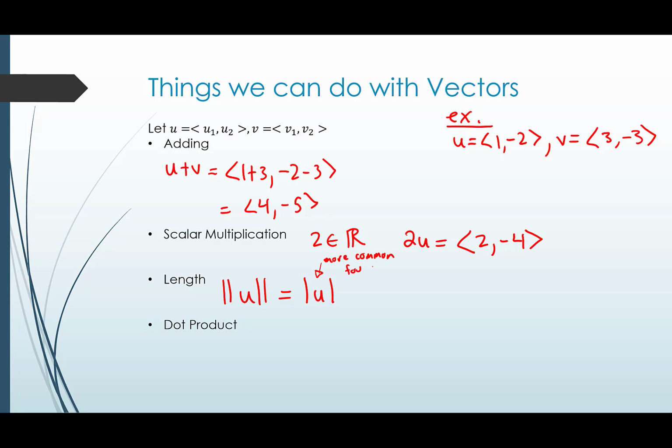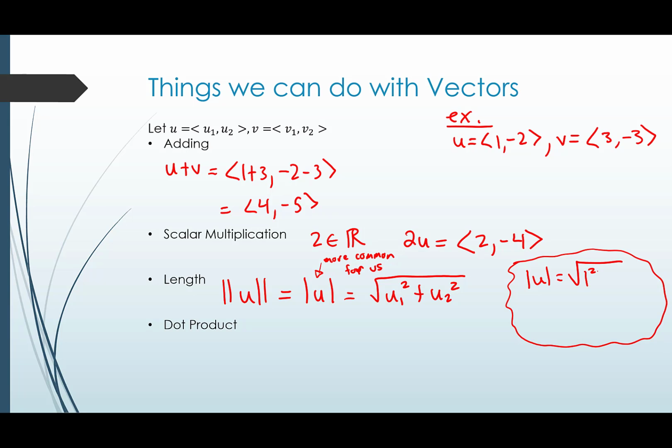Now how do you find the length of a vector? This is given by the Pythagorean theorem. You just take the square root of the sum of the squares of the components. What a mouthful. Okay, so in our case, the length of u would be equal to the square root of 1 squared plus negative 2 squared, which is the square root of 5.